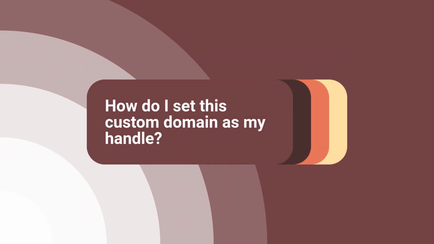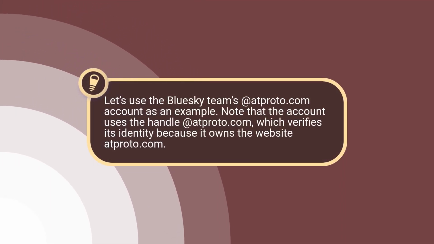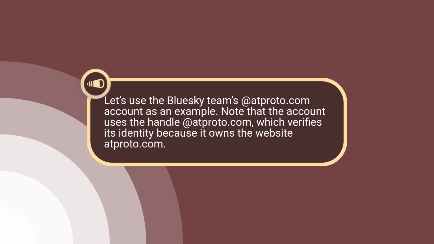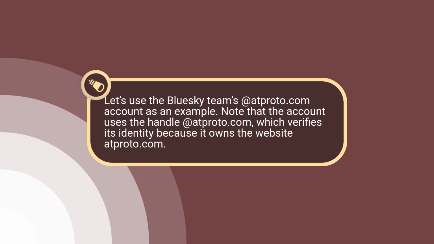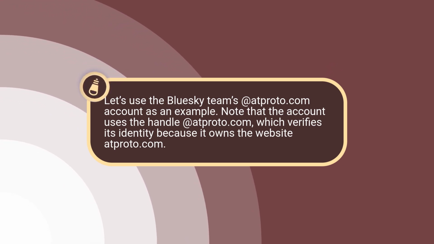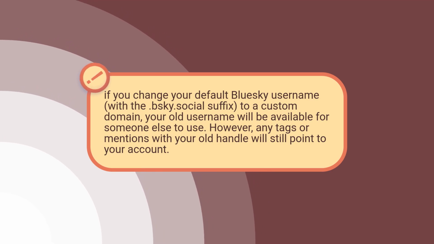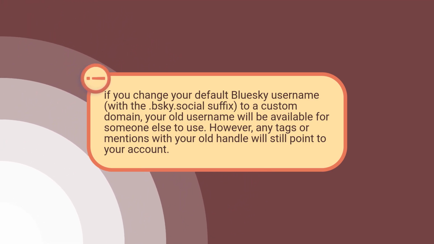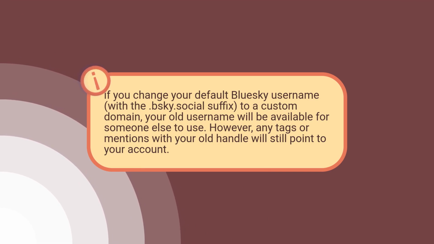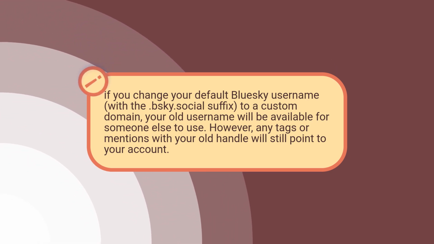How do I set this custom domain as my handle? Let's use the Bluesky team's atproto.com account as an example. Note that the account uses the handle @atproto.com, which verifies its identity because it owns the website atproto.com. If you change your default Bluesky username with the bsky.social suffix to a custom domain, your old username will be available for someone else to use. However, any tags or mentions with your old handle will still point to your account.